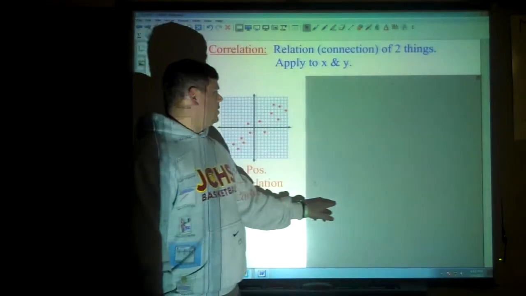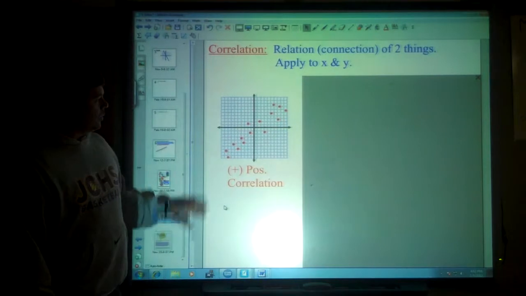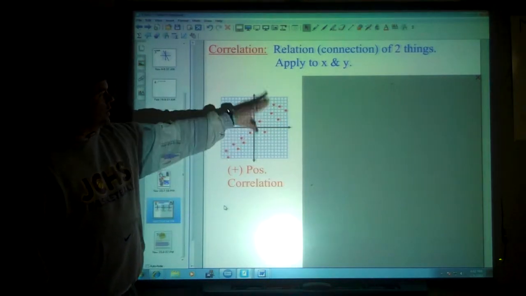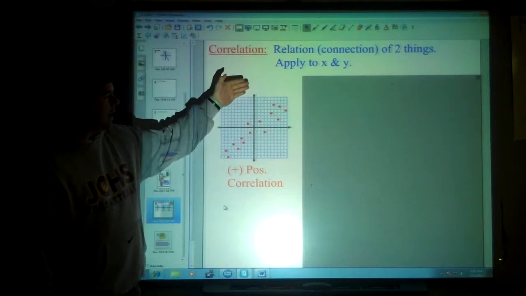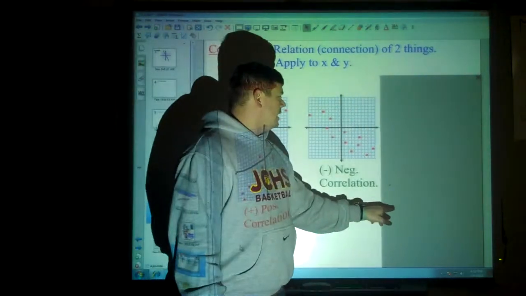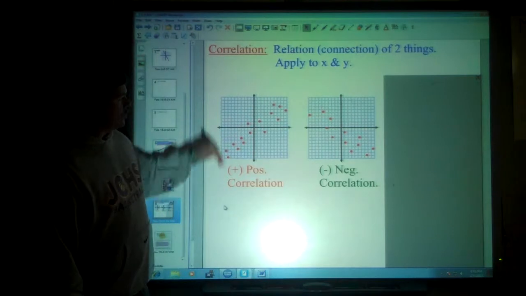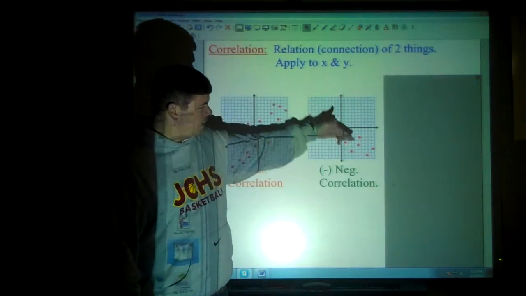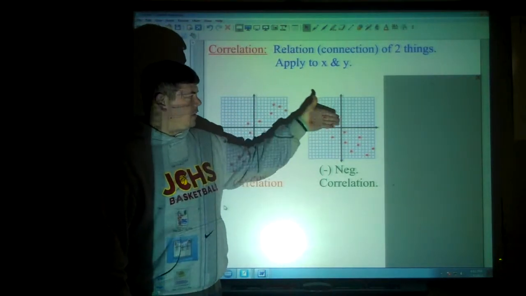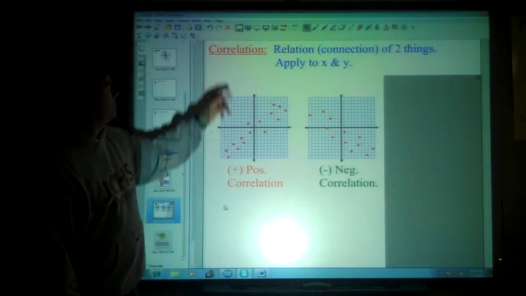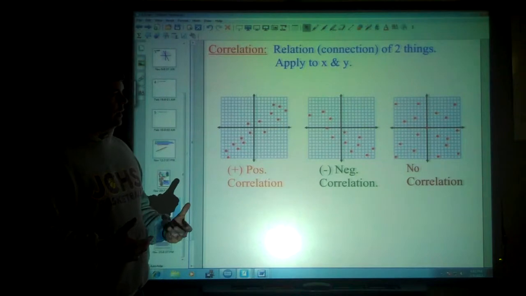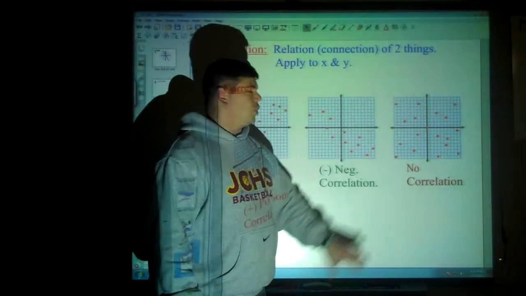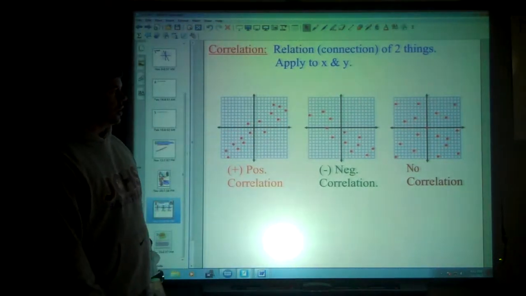So when we look at this type of scatter plot, we would say there is a positive correlation. As it's getting bigger, so as X is getting bigger, so is the Y. We would say this has a negative correlation. As you look at it from left to right, the dots appear to be going down. So as one is getting bigger, the other is getting smaller. That's a negative relationship. And if we look at the scatter plot in this regard, you can't tell whether it's going up or down. That is going to have no correlation, no connection or relationship.